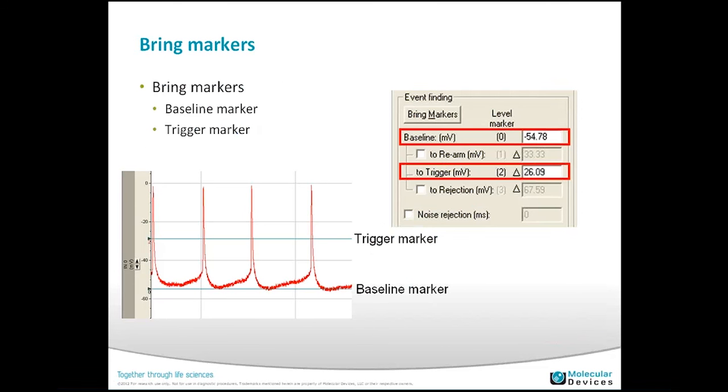Another important feature is that you need to bring the markers. Two important markers are the trigger marker and the baseline marker. We can set the baseline and trigger marker by moving these lines. Zero is the baseline marker, and two is the trigger marker. We can move the line, or we can type the number in here for the baseline, and also type the number here. Now, if the event crosses the trigger level, the event will be accepted. All four of these, in theory, will be accepted as events.